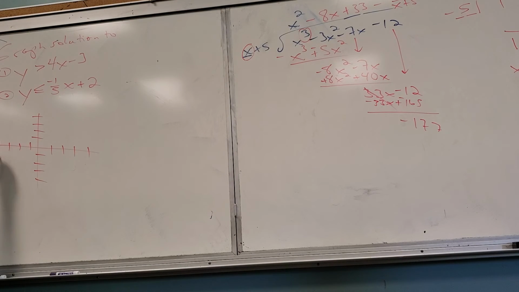Yeah, that's a nice graph right there. So -3, and then I go up 4. 1, 2, 3, 4. Over 1.